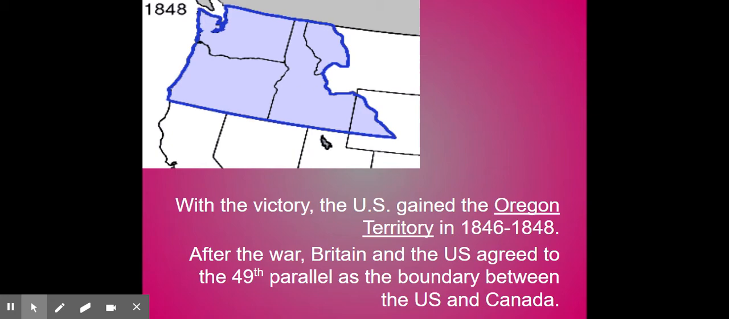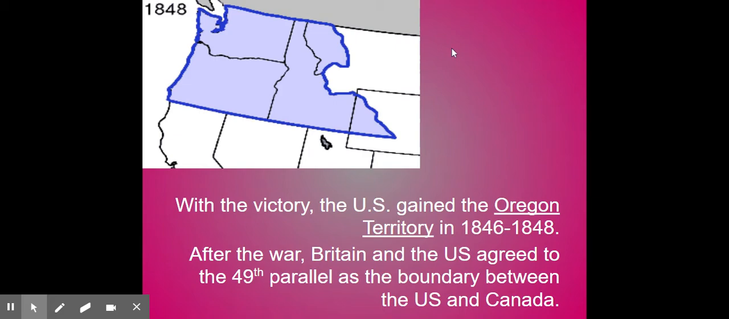We are also going to agree to a northern boundary between us and Canada, the 49th parallel. Now, remember, Canada is still controlled by Britain, so we're working out this deal with Britain. But the 49th parallel, which is right here, okay, that is going to be the new boundary between the United States and Canada in the north.